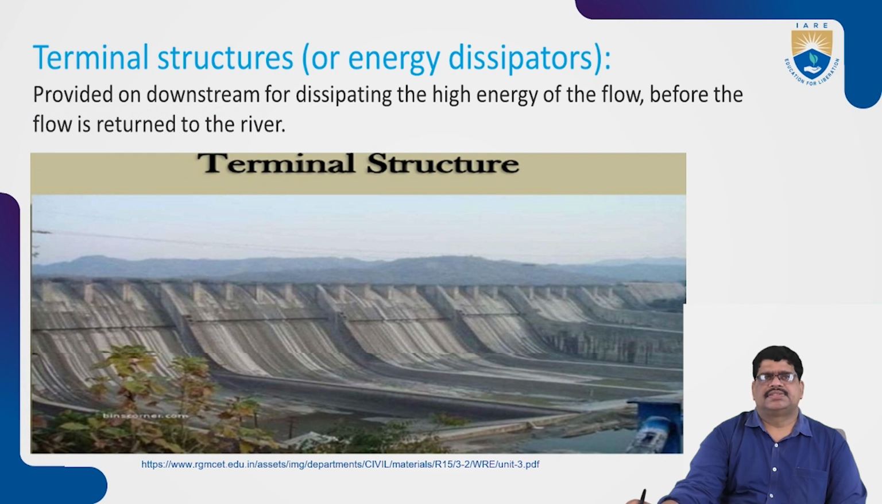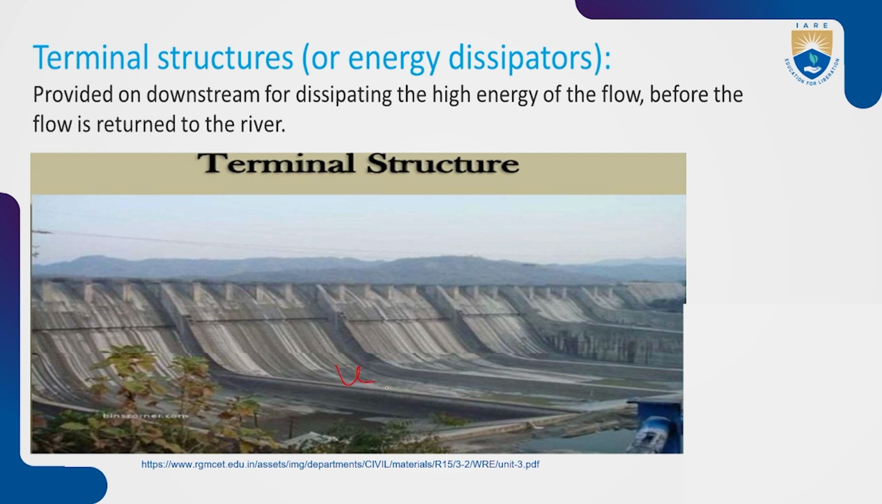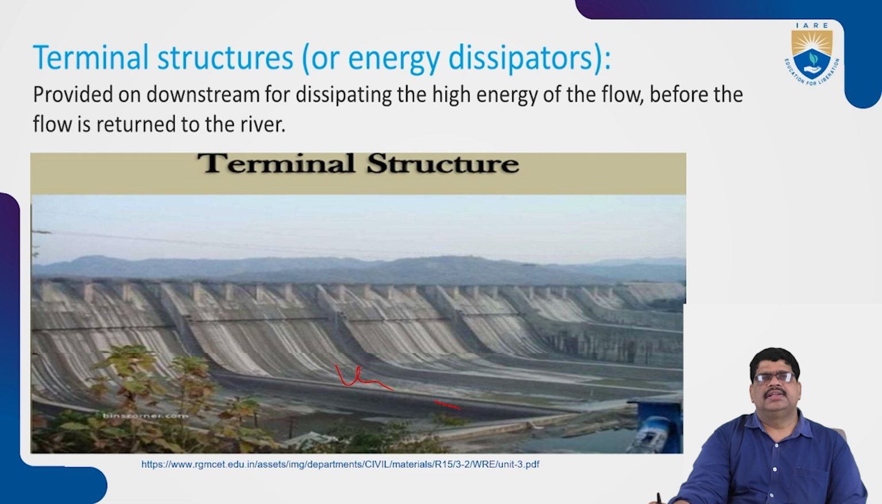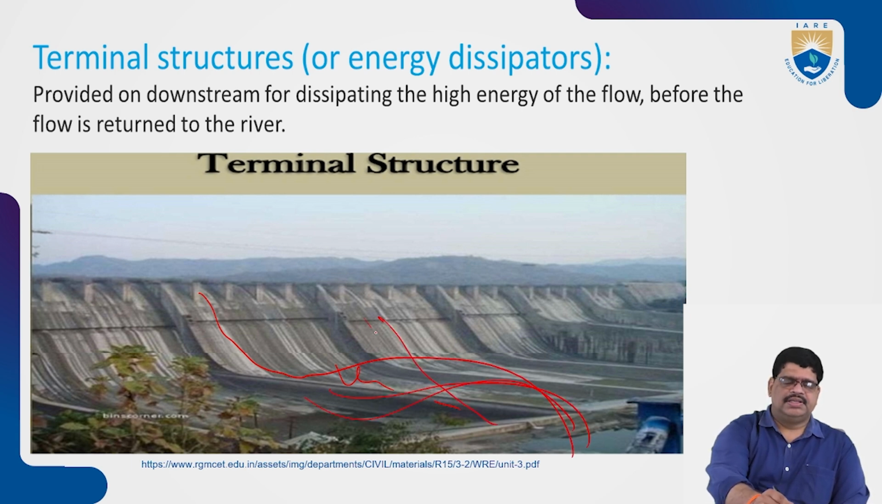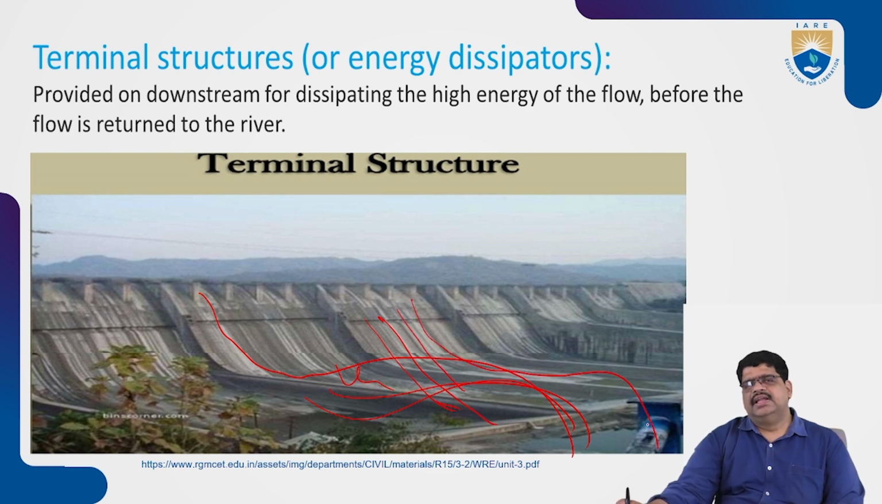Next, terminal structures. What is meant by terminal structures? A terminal structure is nothing but energy dissipators. As I told, the energy dissipators are provided here. Here the water forms a hydraulic jump when it is released, and the hydraulic jump can be provided. So water can easily come from the top. And why use this structure? This is the main purpose: it cannot be damaged, and it also controls the flow.